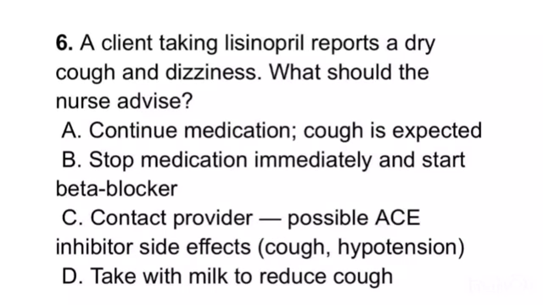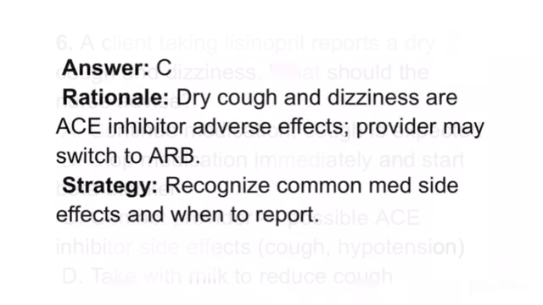6. A client taking lisinopril reports a dry cough and dizziness. What should the nurse advise? A. Continue medication, cough is expected. B. Stop medication immediately and start beta blocker. C. Contact provider, possible ACE inhibitor side effects, cough, hypotension. D. Take with milk to reduce cough. Answer, C. Rationale, dry cough and dizziness are ACE inhibitor adverse effects, provider may switch to ARB. Strategy, recognize common med side effects and when to report.